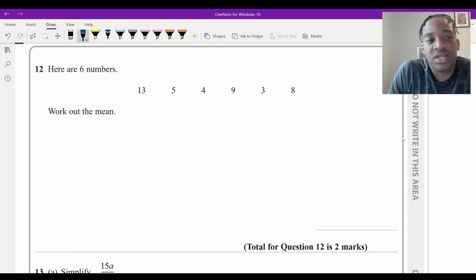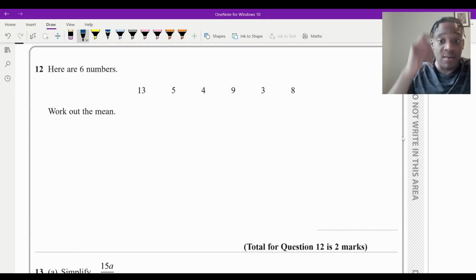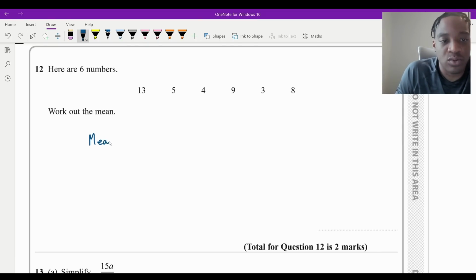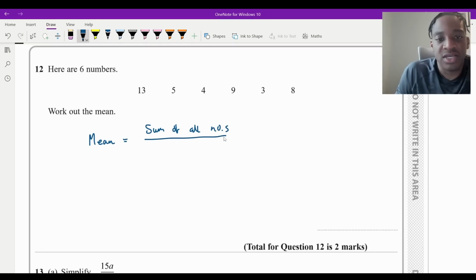Okay, so question 12 says, here are 6 numbers, 13, 5, 4, 9, 3, and 8. And we need to work out the mean. Now remember, to work out the mean, you need to remember this. It's very, very simple. This is just always equal to the sum of all of the numbers, right? Sum of all numbers. We're going to divide this by the amount of numbers that we have here.